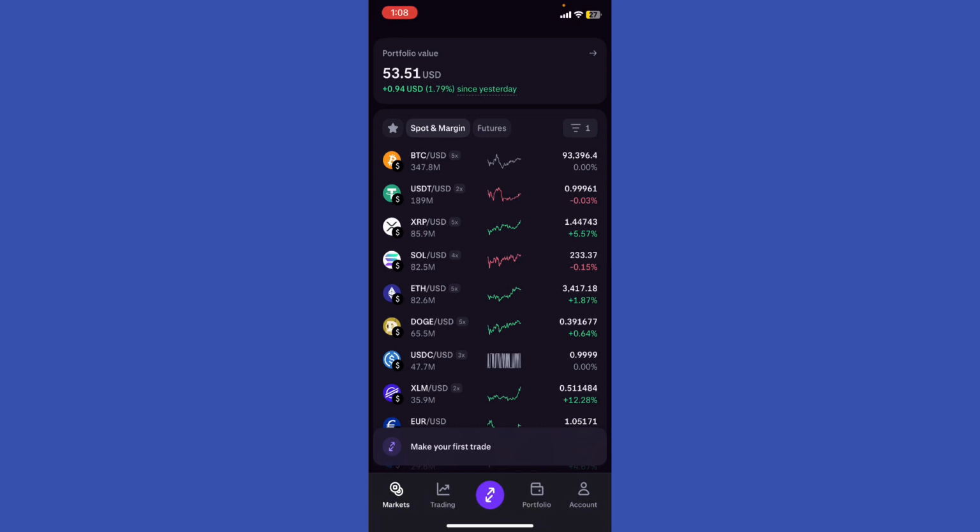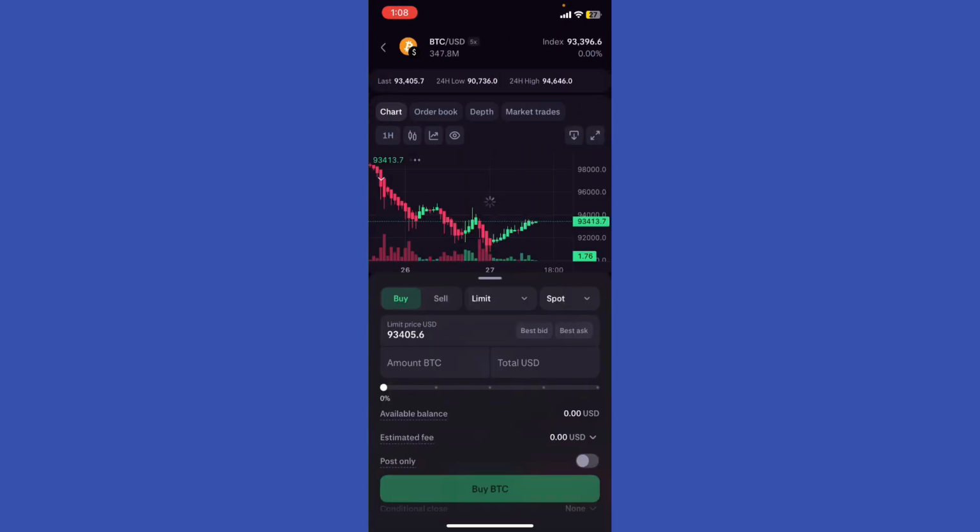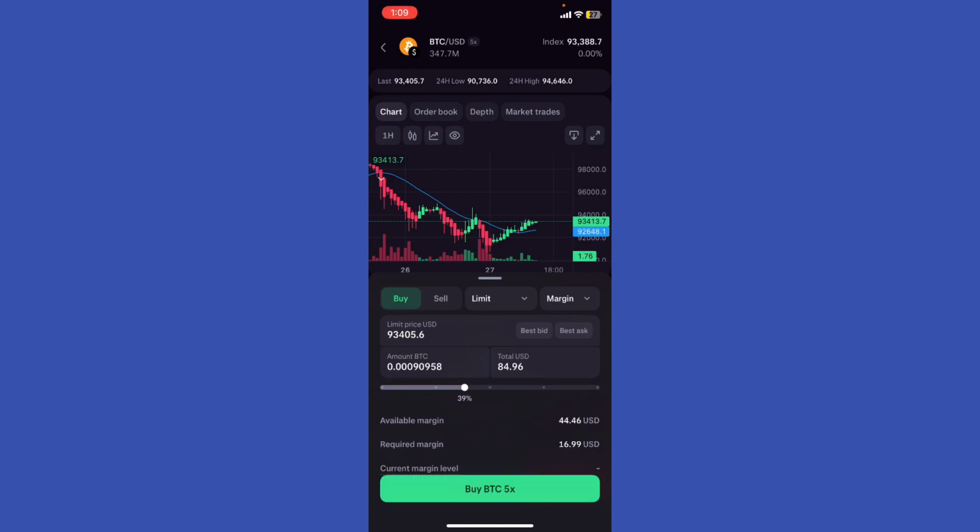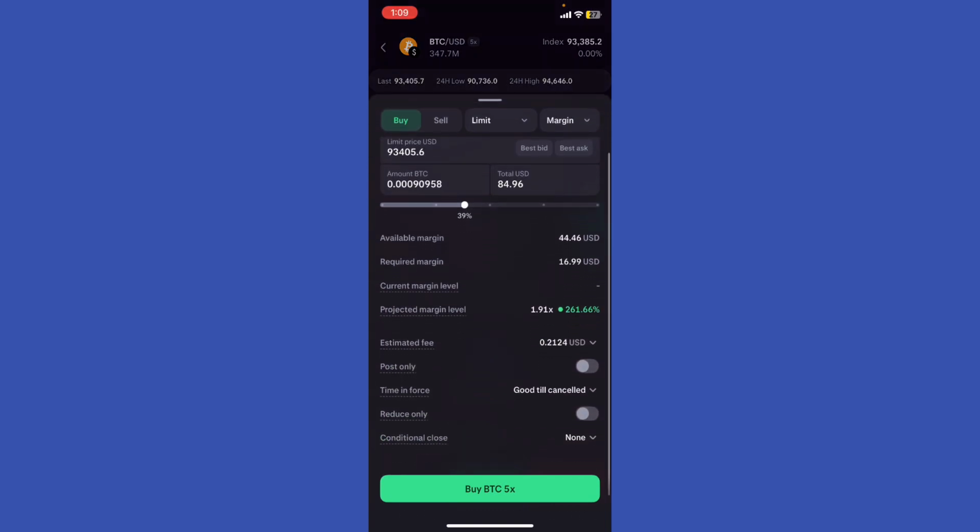Start with lower leverage until you understand the risks involved, and make sure that you go to your chart and use stop loss and take profit orders. If you're trying to go through a margin, set a stop loss order to limit your potential losses, and take profit orders to lock in gains at predetermined prices. This helps to avoid emotional decision making and unexpected market moves.